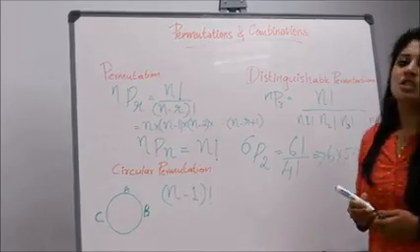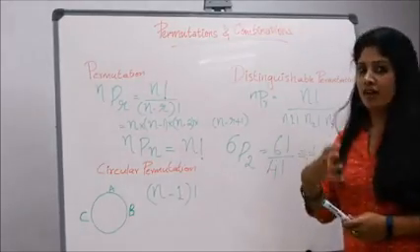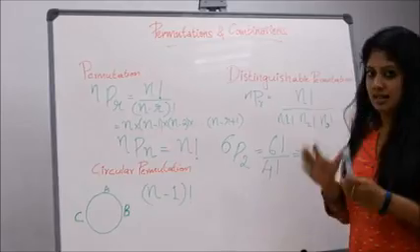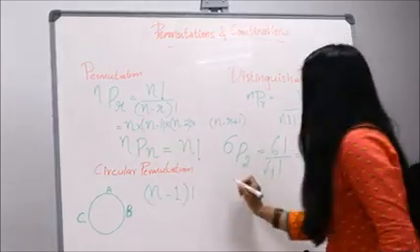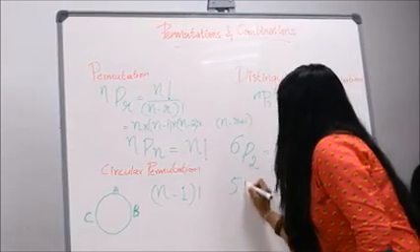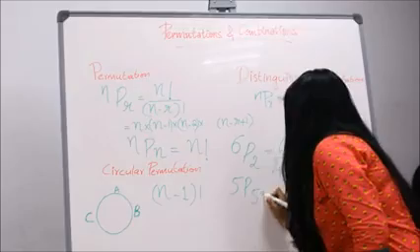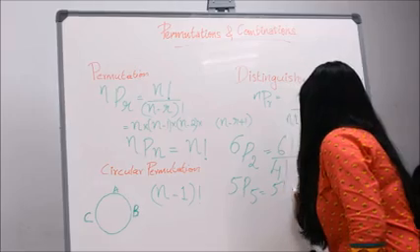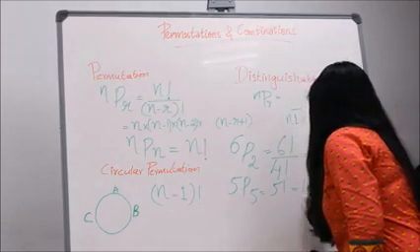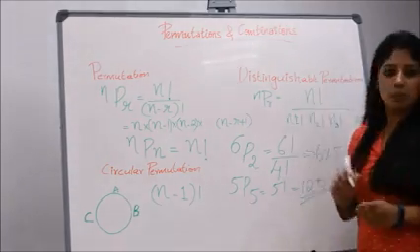Now in some cases you want to arrange all the objects that are there. Then in that case the formula is nPn. Suppose there are 5 objects and you want to arrange all the 5. Then simply you need to apply n factorial. That is 5 factorial, which gives 120. That's how you apply permutation in a normal problem.